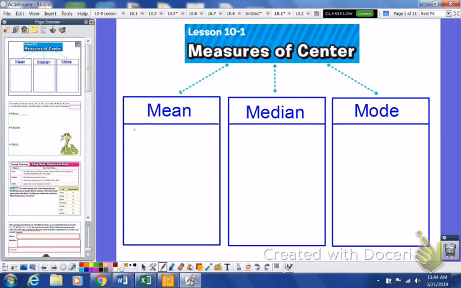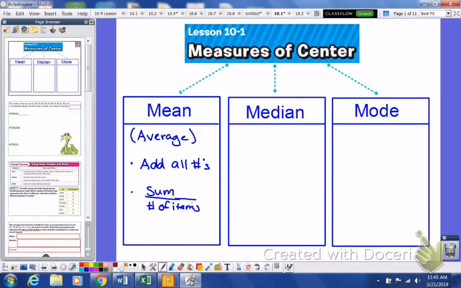So, your mean is your average. And we find it by first adding all of your numbers, and then you take the sum that you just found and divide it by the number of items you have.